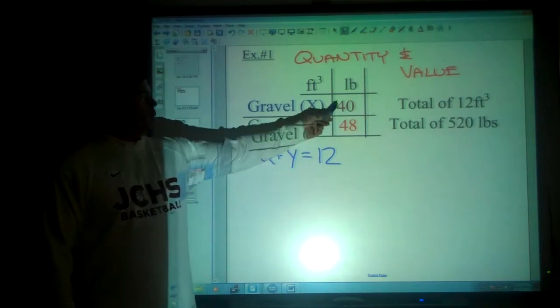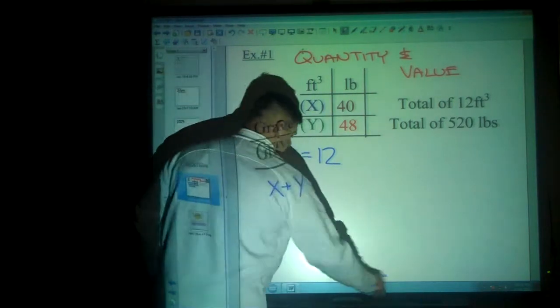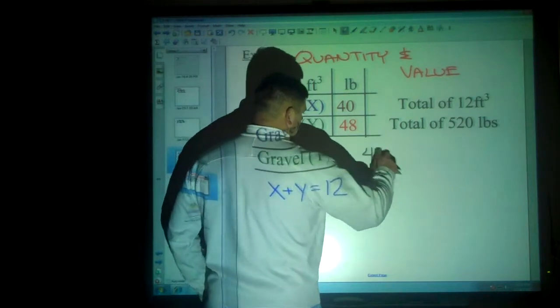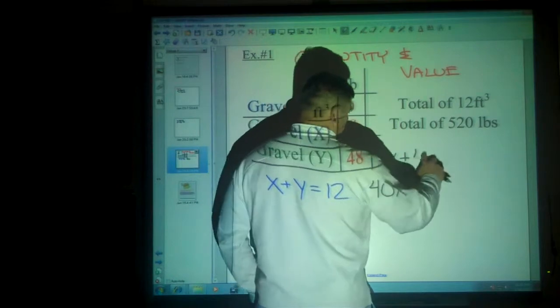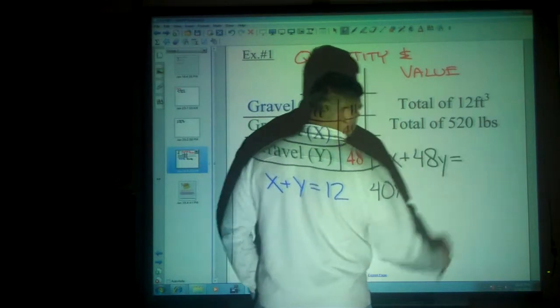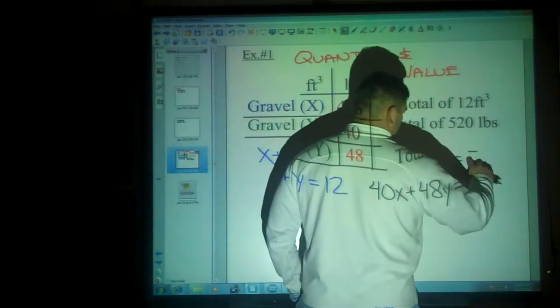So X is 40 pounds, so we can say 40X. And Y is 48 pounds per cubic foot, so 48Y is going to equal the total of 520 pounds.